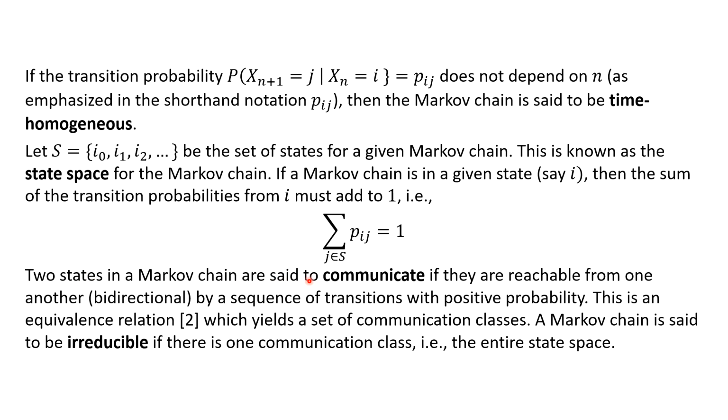Two states in a Markov chain are said to communicate if they are reachable from one another bidirectionally by a sequence of transitions with positive probability. We saw that in some of the examples. This is an equivalence relation, which yields a set of communication classes, and we saw that we had sets of states that could communicate with each other. There were groupings which we call communication classes. A Markov chain is said to be irreducible if there is one communication class. In other words, you can get from any one state to any other state in a certain number of steps.